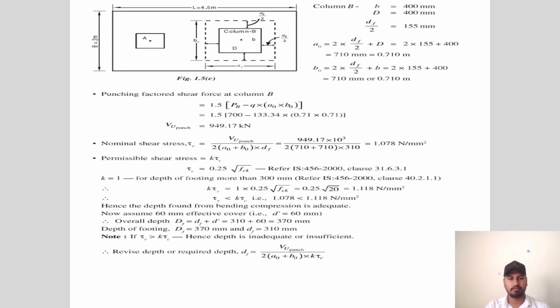So assume 60 mm effective cover. So the overall depth will be effective depth plus the cover. So the total depth will be 370. Now this means tau v is greater than k s tau c. So hence the depth is inadequate or insufficient. So we will be revising the required depth.